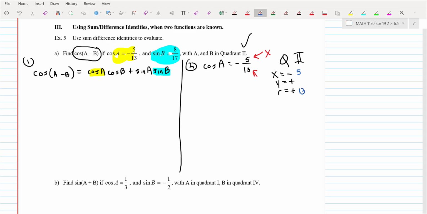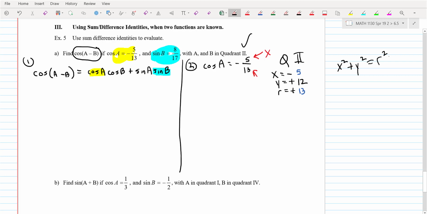Pythagorean theorem. Does anybody know what y would be here? 12. There's two Pythagorean triples I think you should know. You should know 3, 4, 5, and 5, 12, 13. So if you don't know that, then you would go to the Pythagorean theorem. You could use x squared plus y squared equals r squared if you need to.